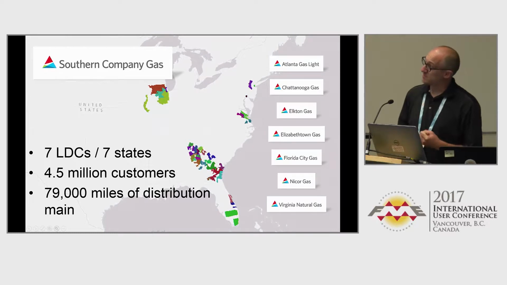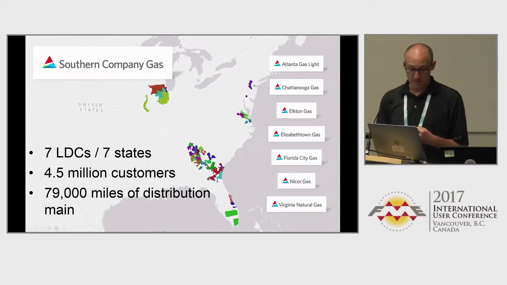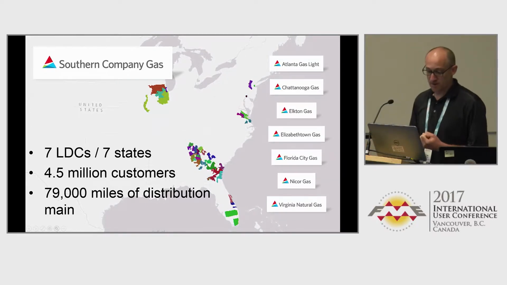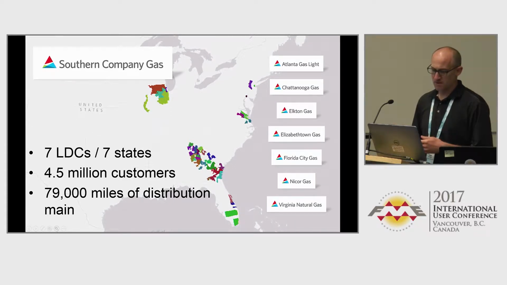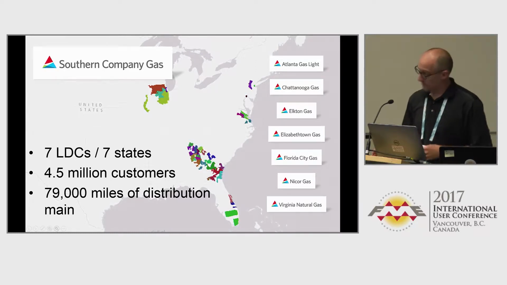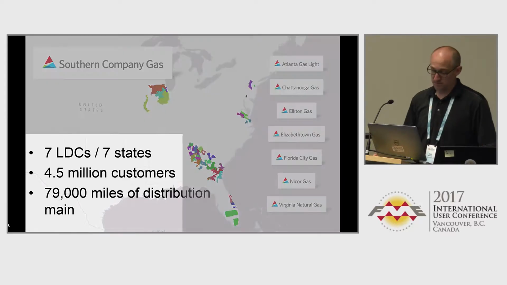We have 7 LDCs, which are local distribution companies in 7 different states: Illinois, Tennessee, Georgia, Florida, Virginia, Maryland, and New Jersey. We have roughly 4.5 million customers and approximately 79,000 miles of distribution main.